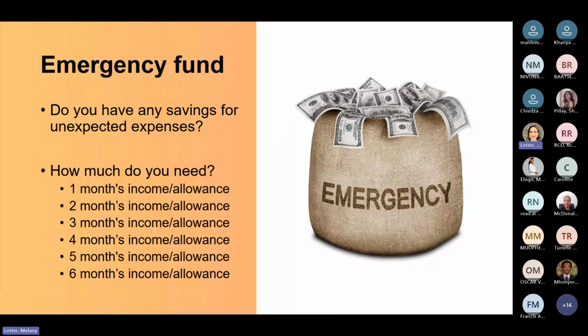But how much do you need? It's a very big debate, but the recommendation is 3 to 6 months of your expenses. If you look at your monthly expenses, what you need a month, you need to save at least 3 to 6 months of those expenses or your income for unexpected expenses. That is quite a big amount, but it ensures that you do not get derailed when there are unexpected financial expenses.